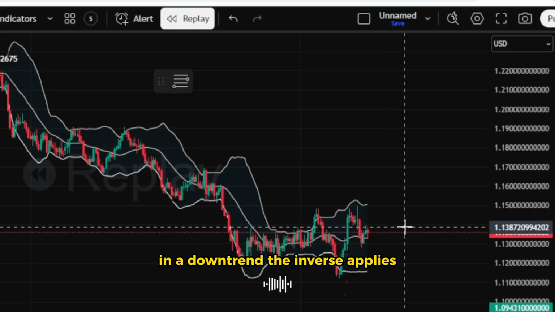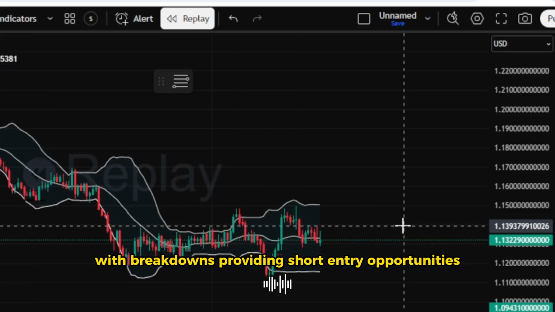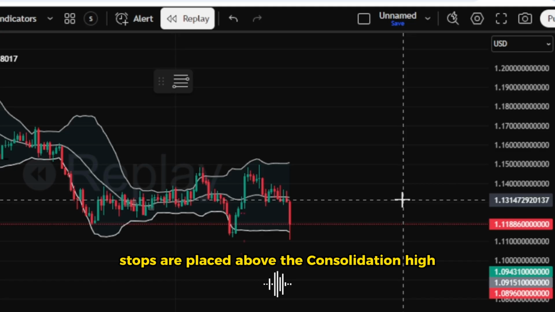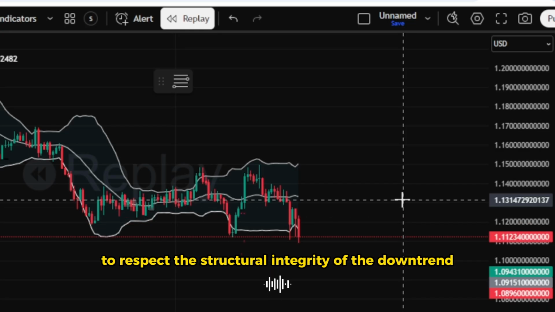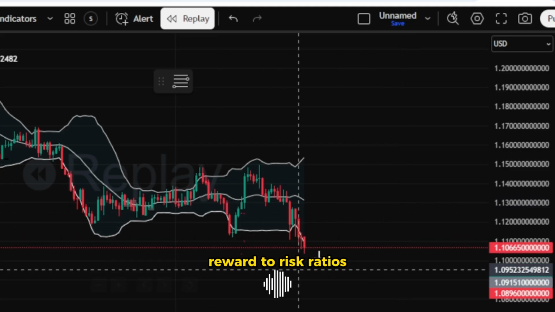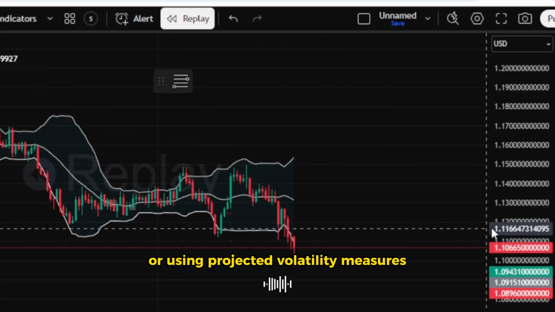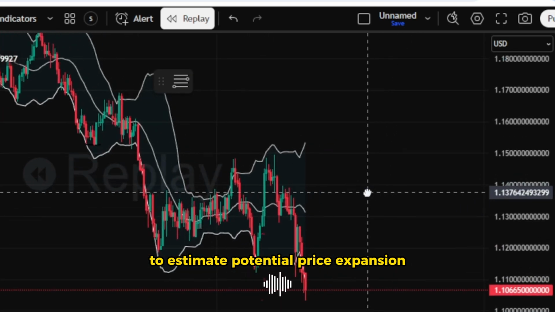In a downtrend, the inverse applies. Price consolidates near the lower band with breakdowns providing short entry opportunities. Stops are placed above the consolidation high or middle band to respect the structural integrity of the downtrend. Profit targets can be managed through a combination of fixed reward to risk ratios, trailing stops beneath higher lows, or using projected volatility measures, such as the average true range, to estimate potential price expansion.